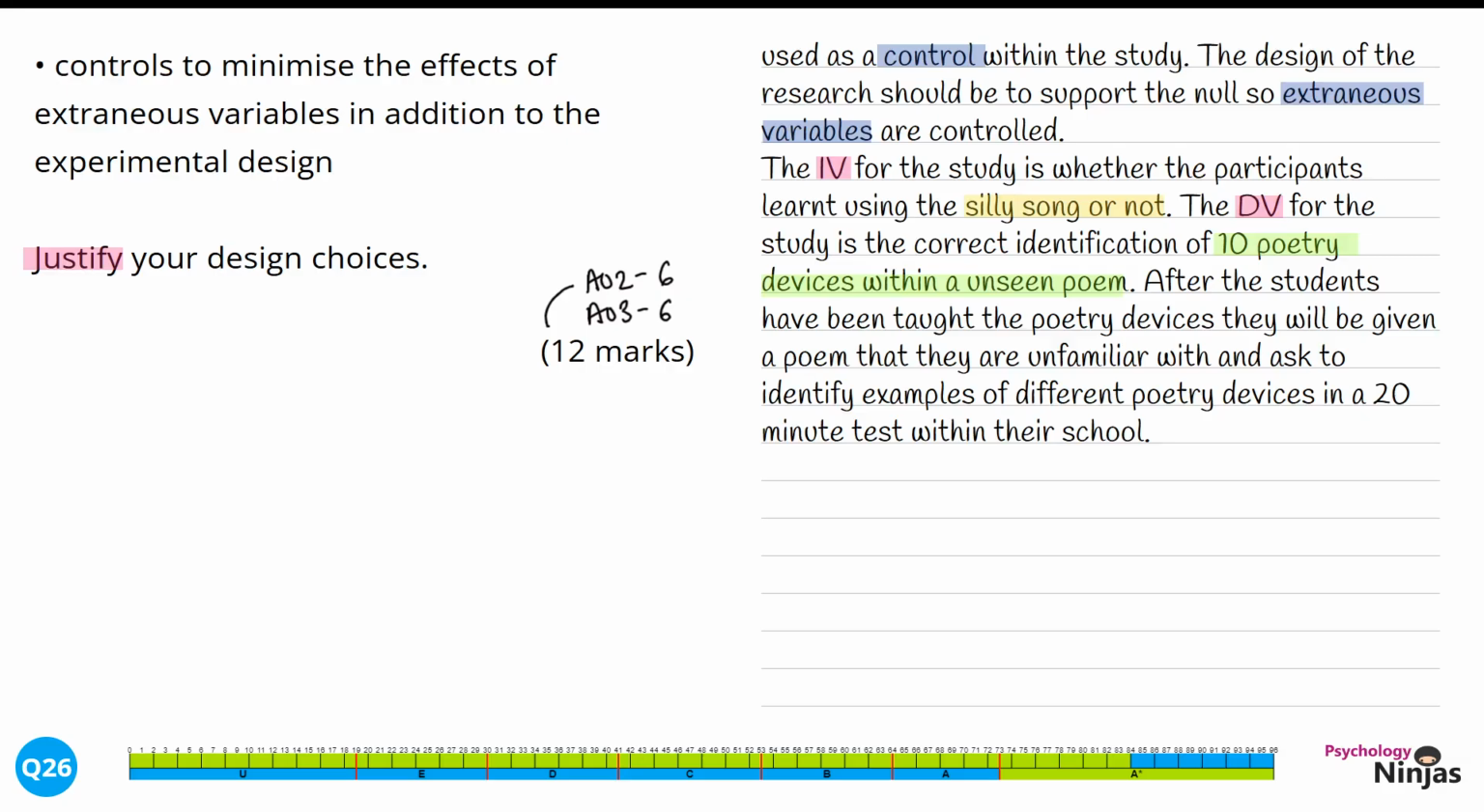We've also been specific in terms of how we're going to assess this with a 20-minute test in school. It doesn't massively matter about timings or the number of poetry devices, but being specific allows us to give enough detail in order to aid replication. What you write down must be clear enough for the exam board and the examiner marking it to understand that study and replicate it in the same way. We're going to use that marking criteria as part of our justification for our decisions.